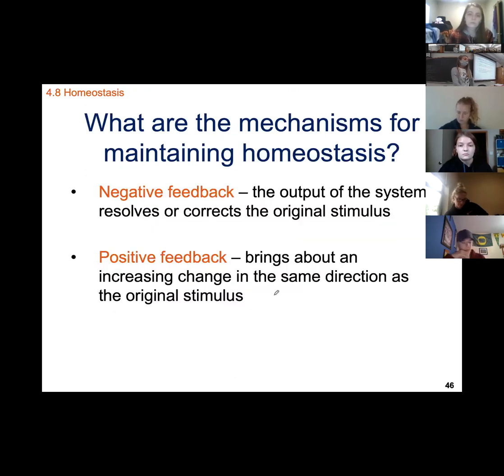So lastly, a couple more slides here. We have negative and positive feedback. Negative feedback and positive feedback are the ways that we maintain homeostasis. How does our body react?